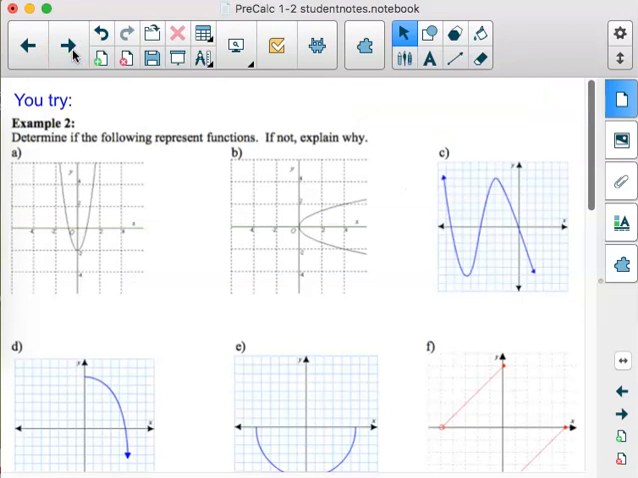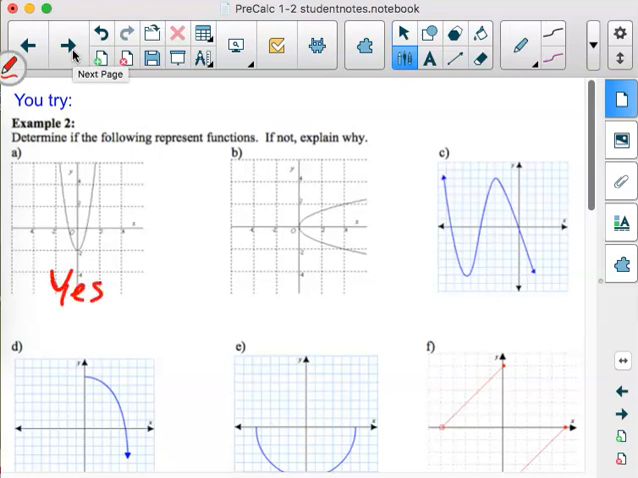Example 2 says, determine if the following represent functions. If not, explain why. So again, pause the video, go ahead and do those 6, and then start it back up. All right, so A is a yes. That would pass the vertical line test. B is a no. And this fails the, and let's just put VLT, just like a BLT, but with a V. C, that's a yes.